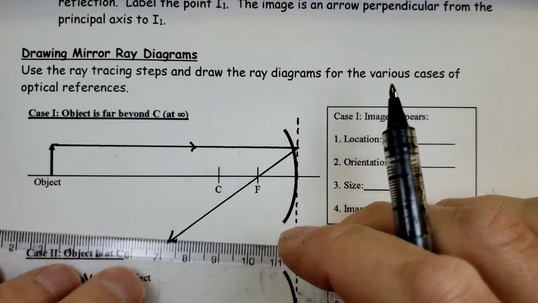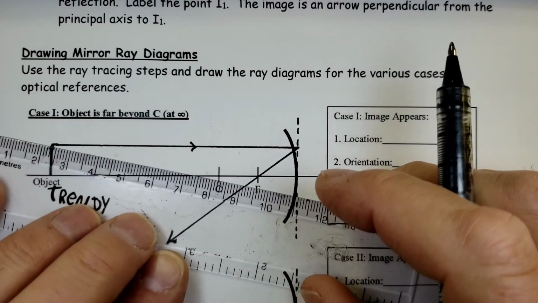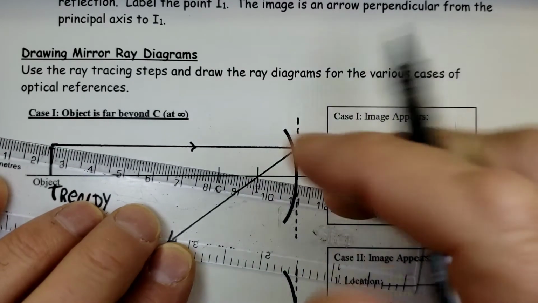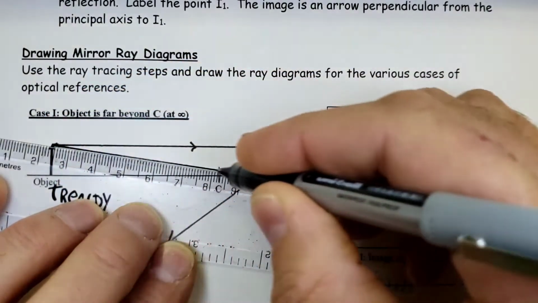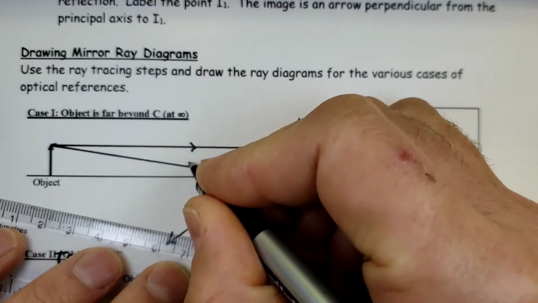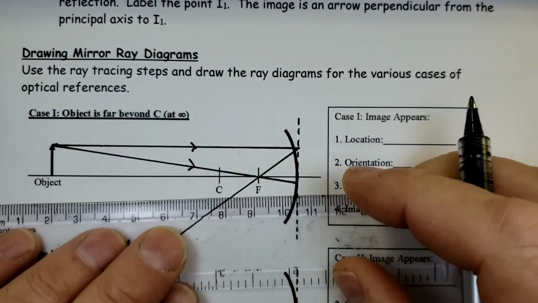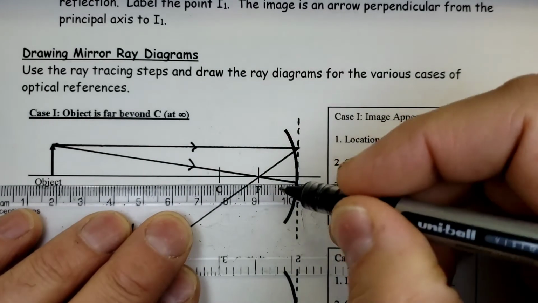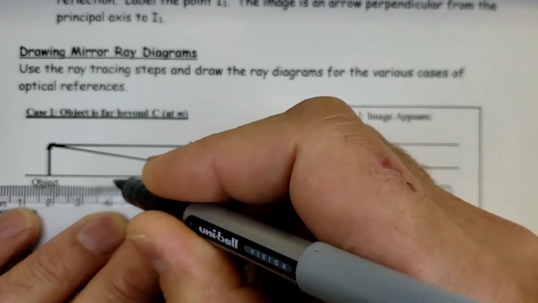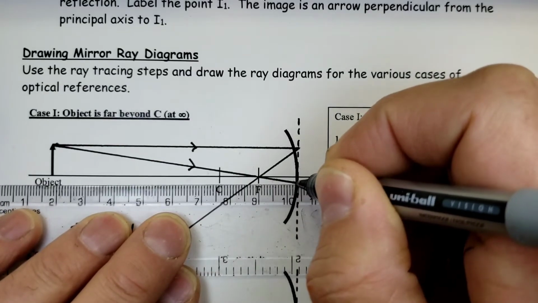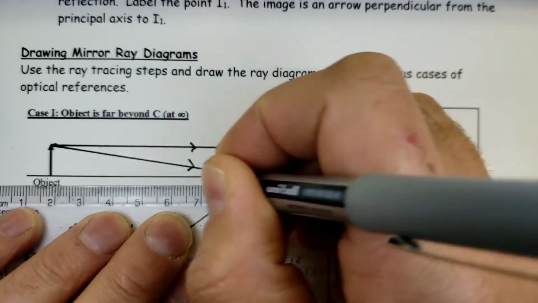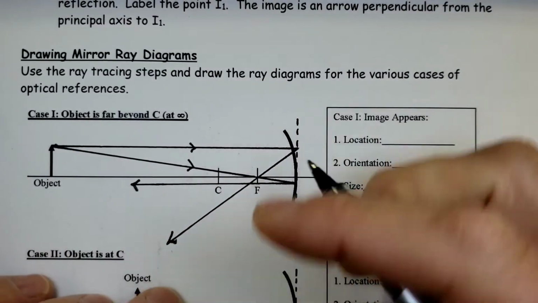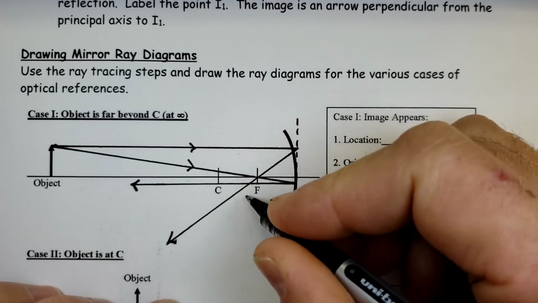The second principal ray is vice versa. From the tip of the object, go through that focal point. Okay, so we're going through the focal point, and it's reflected out parallel. So as best you can, orientate your ruler so this distance is equal to this distance. That way it will be parallel. Now where those two rays intersect, that's where the image will be.